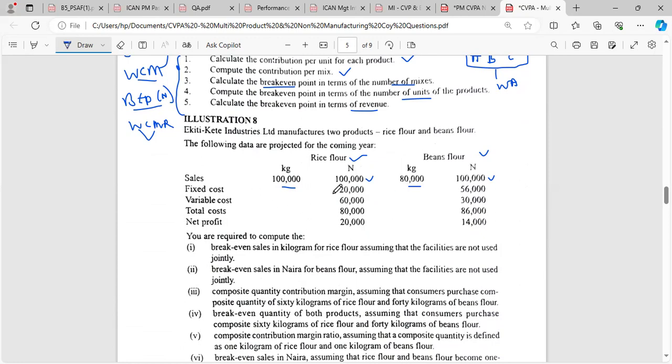Then we have fixed cost of 20,000. We have variable cost of 60,000. We have total cost, which is 60 plus 20, giving me 80,000. And our profit is what? 20,000, which is 100 minus 80, which is 20,000.